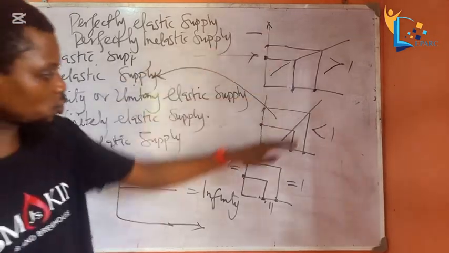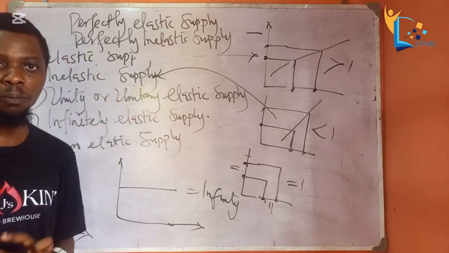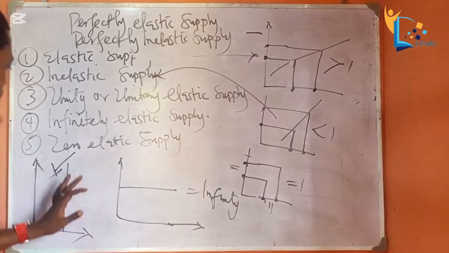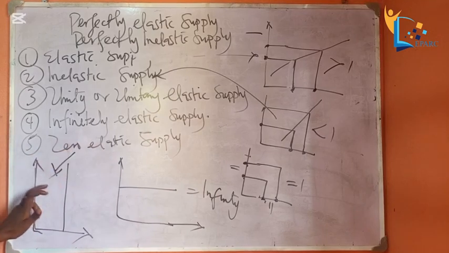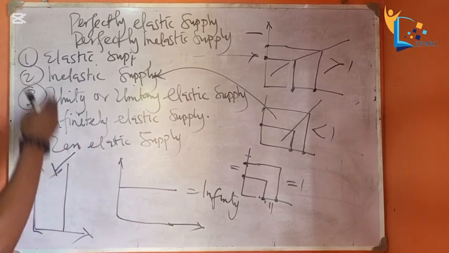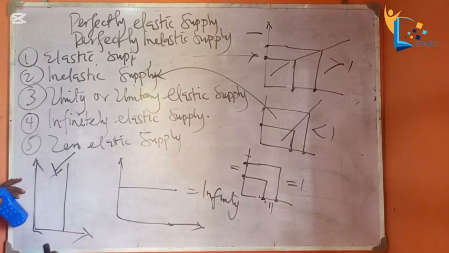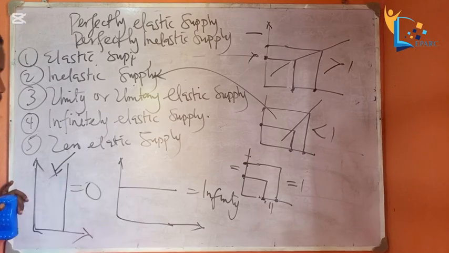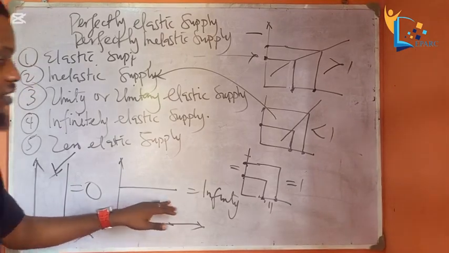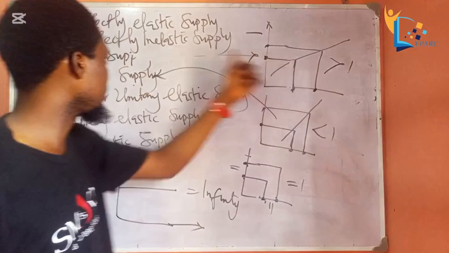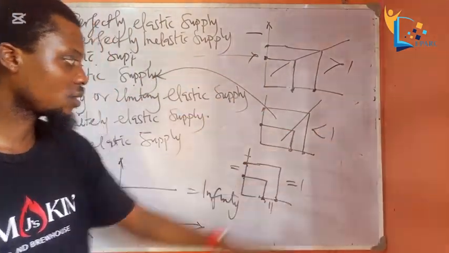Now we have 1, 2, 3, 4, 5, each representing the five elasticities of supply. Are we together? Basically, for zero elastic, the change in price has no effect whatsoever on the quantity supplied. So here elasticity is equal to 0. While here elasticity is equal to infinity, under elastic supply it is greater than 1, inelastic is less than 1, and here it's equal to 0.